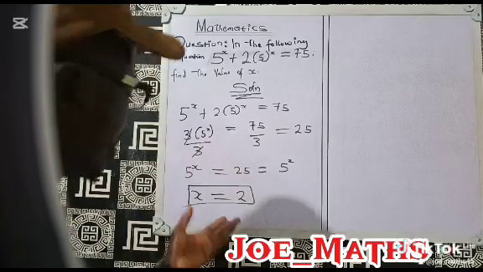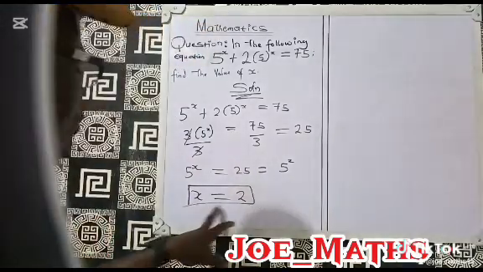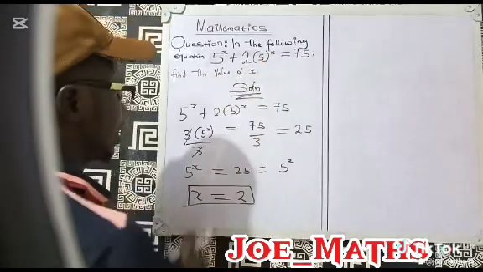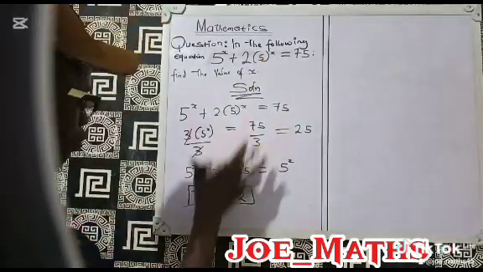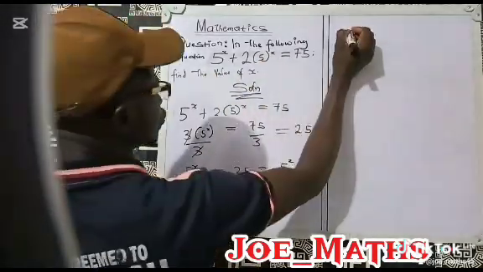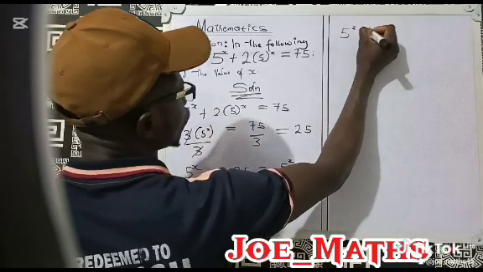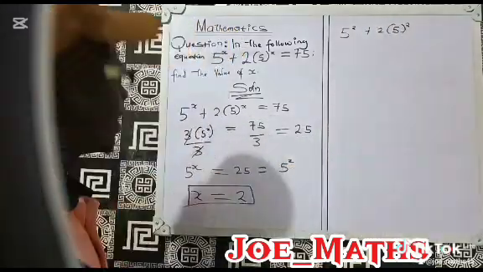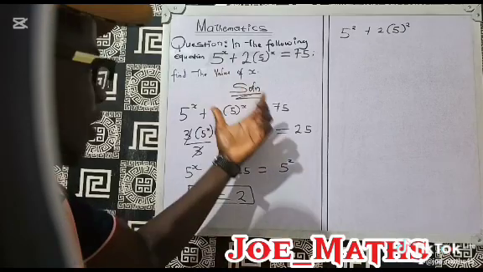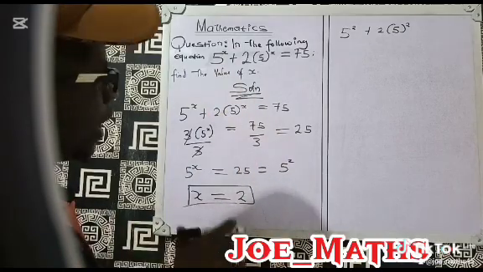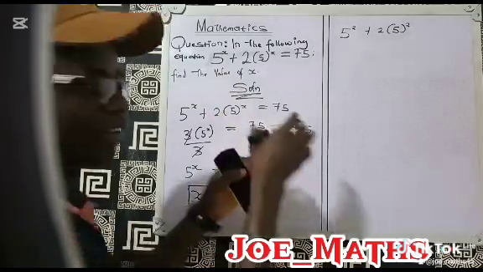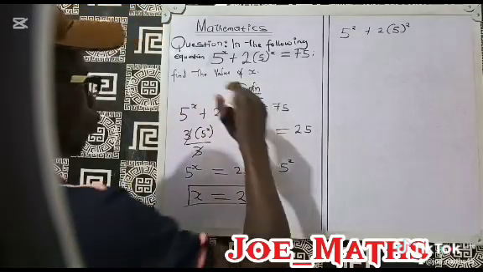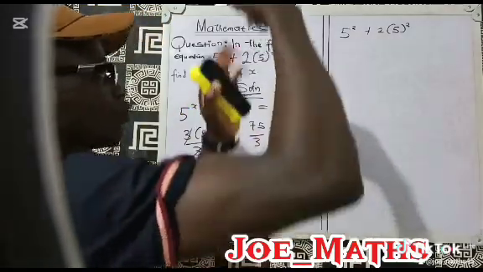If we want to check whether this answer is correct or not, we substitute the value of 2 back into the equation that we were given initially. Let's check and see how it works. Let's just say 5^2 plus 2(5^2). We are looking at the LHS to see whether it will give us what we have at the RHS. So for the LHS now, we have 5^2 plus 2(5)^2.